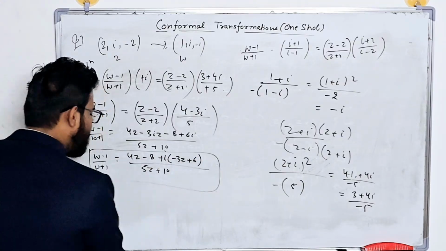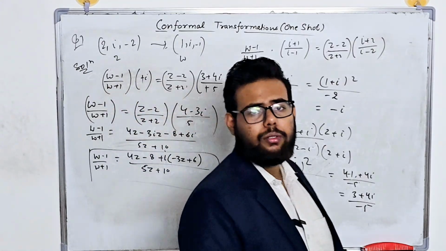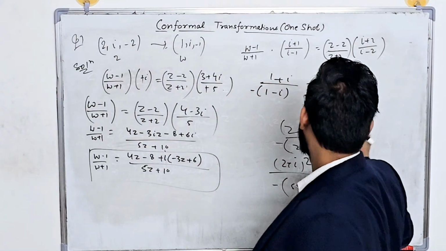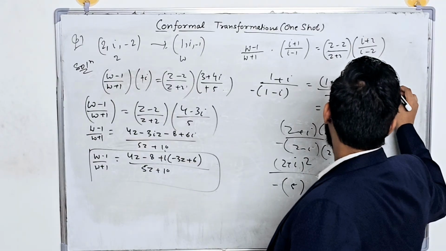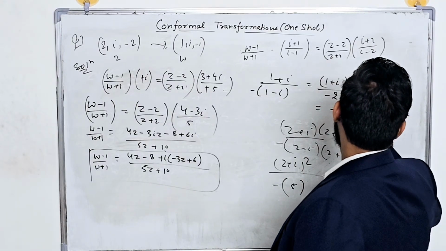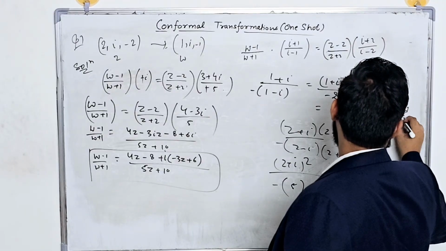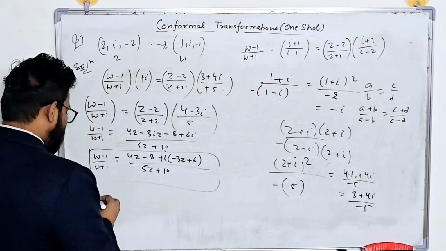Okay. Now how can we solve for W over here? Well, if you remember, you know something called componendo and dividendo, right? If A by B is equal to C by D, then we have (A plus B) divided by (A minus B) is equal to (C plus D) divided by (C minus D), right? If you remember componendo and dividendo, right? So just do that.